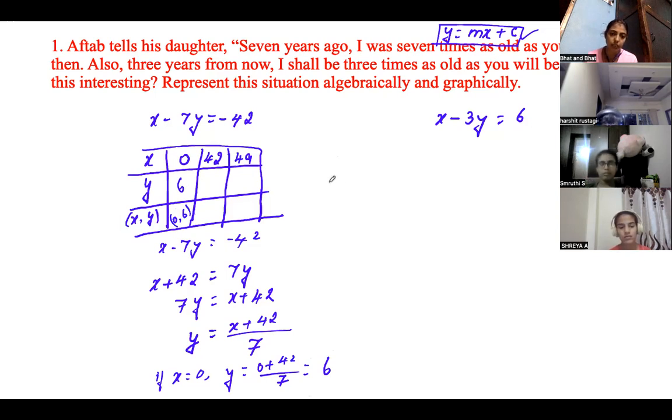Now for the second value of x. If x is equal to 42, what will we get? y is equal to 42 plus 42 divided by 7. So that will be 84 divided by 7, which is nothing but 12. So y is equal to 12. So what are the coordinate points now? 42, 12.